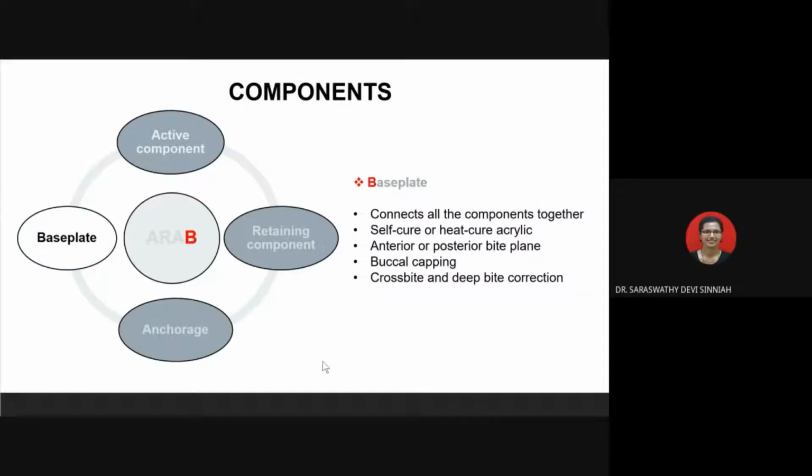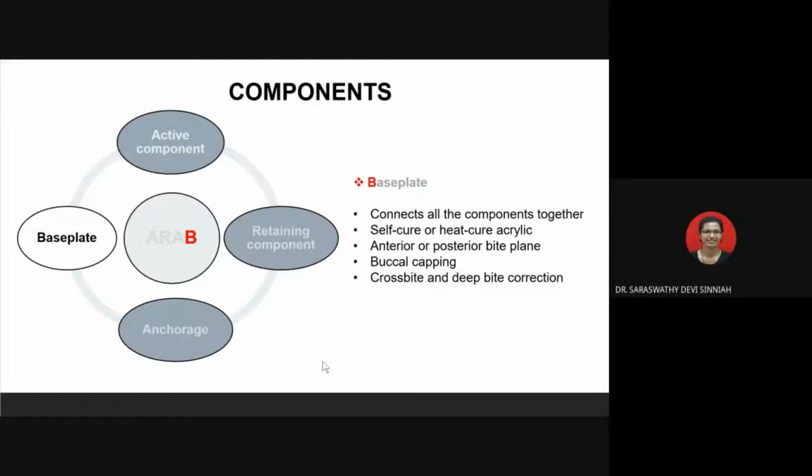The final component of an appliance is the base plate. The base plate connects all the components of the appliance together. The acrylic base plate can be fabricated using self-cure or heat-cure acrylic. The acrylic can be added on the base plate to act as an anterior or posterior bite plane for cases that require opening of the bite or eliminating a possible occlusal interference respectively.